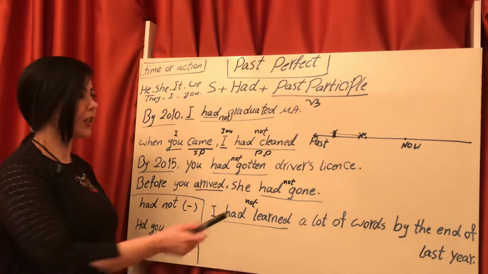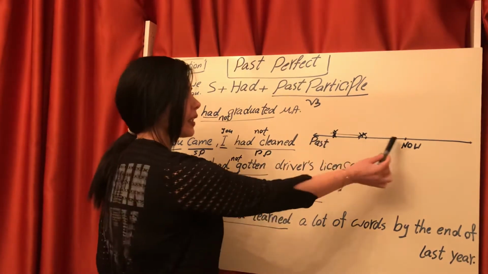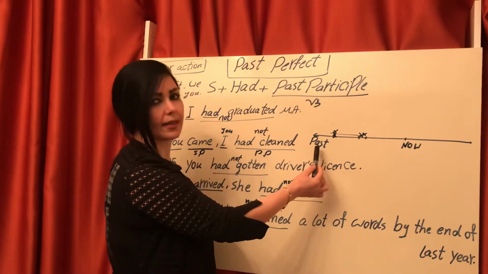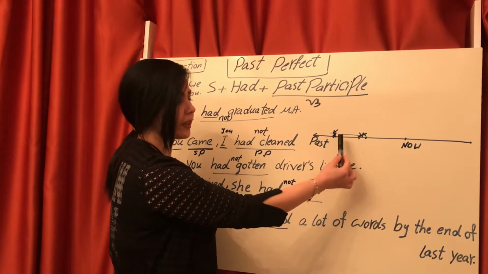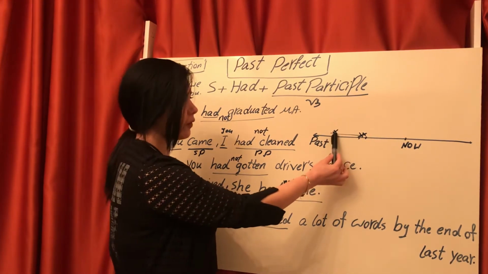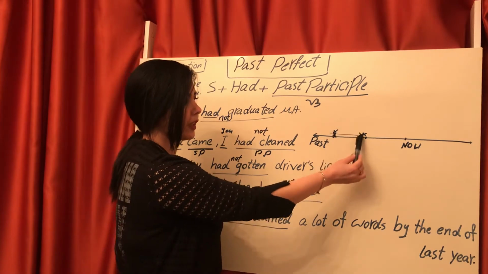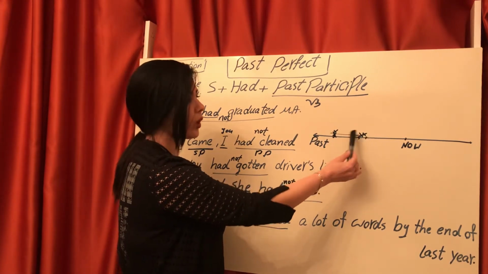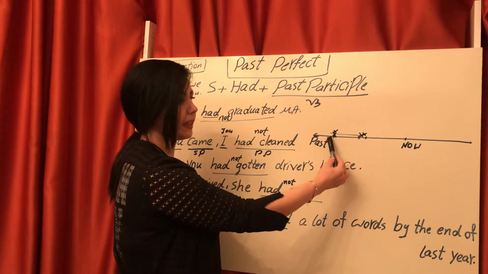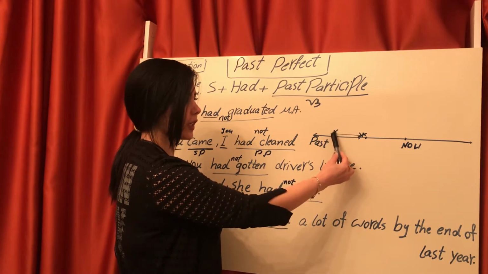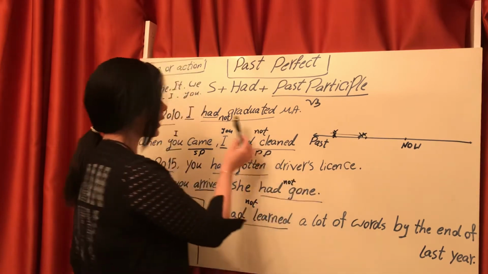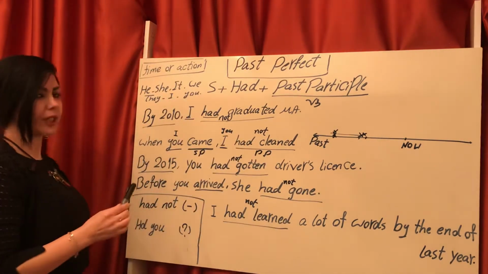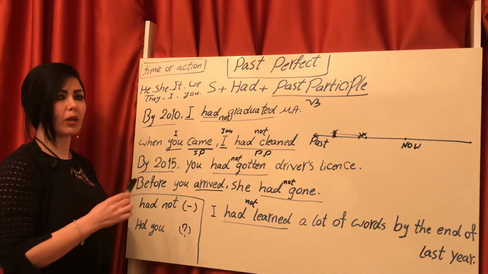For example, look here. Here is now, and here is the past. In the past, two actions happened, one of them before the other one. So, look at this example. At first, I want to tell you about the action.